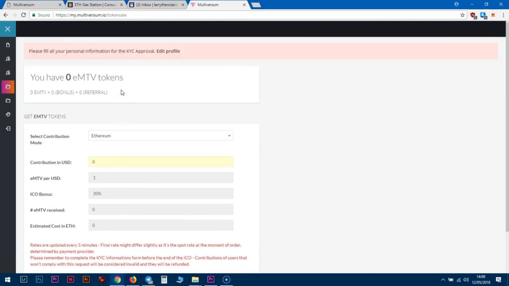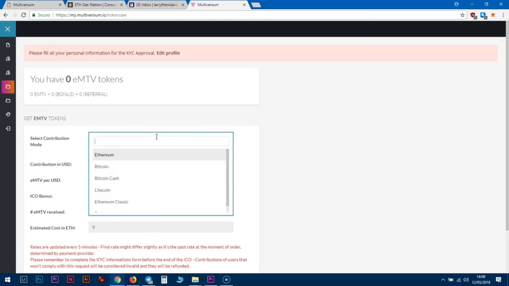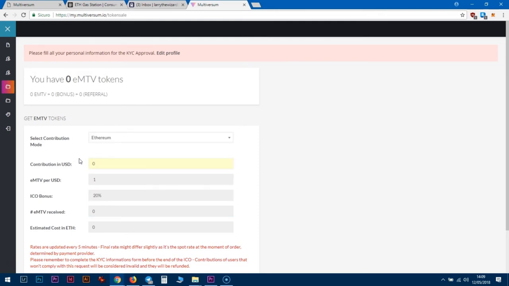So how to contribute? Today you can use Ethereum, Bitcoin, Bitcoin Cash, Litecoin, Ethereum Classic and Dash. So let's say I want to contribute with Ethereum for a total amount of 5,000 USD.